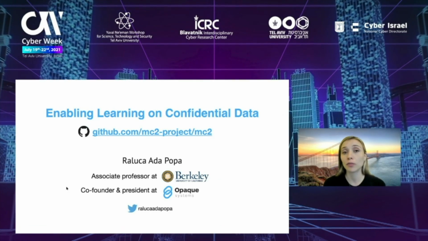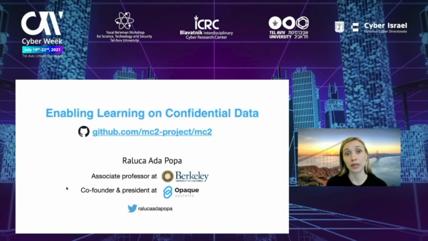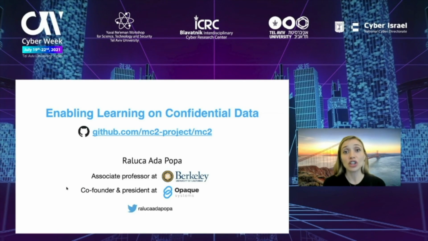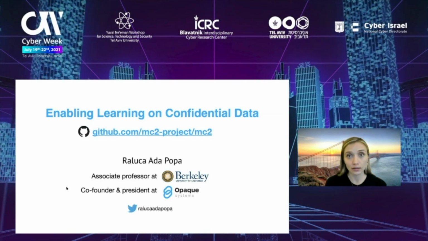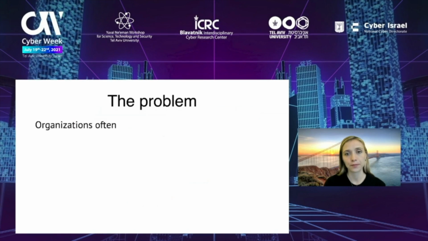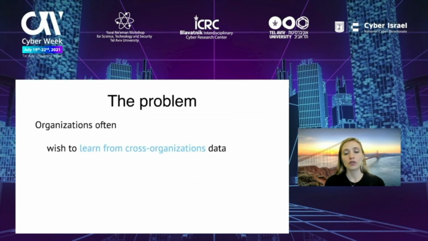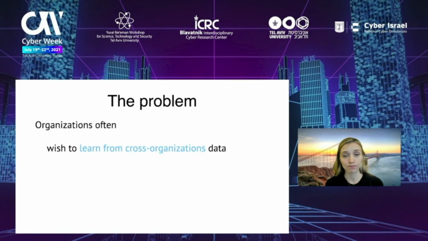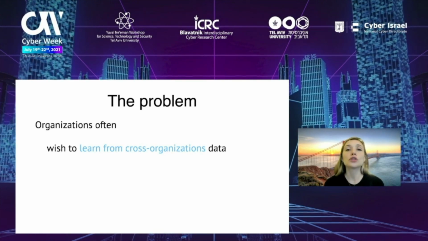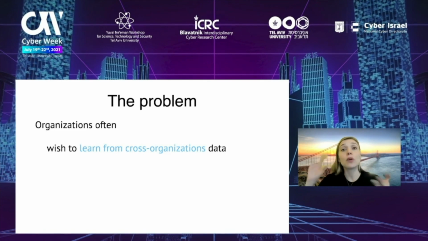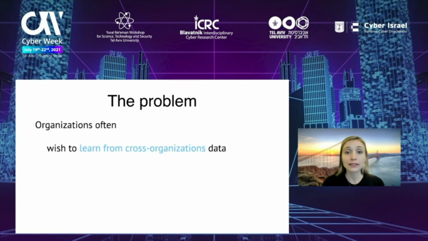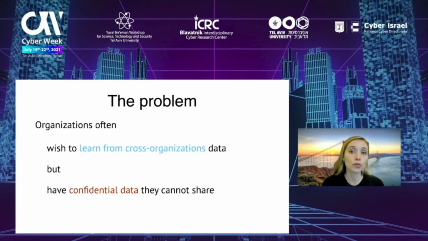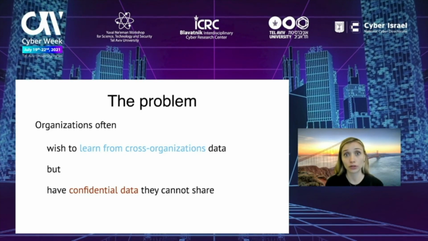Today, I'm going to tell you about the open source we've been developing in my group at UC Berkeley called MC Squared, which enables learning on confidential data that no one can see. Let me give you the abstract problem it's trying to solve, although this problem shows up in many instances. Organizations often wish to learn from data from multiple organizations, but they cannot share it because it's confidential or because there are privacy regulations and whatnot.